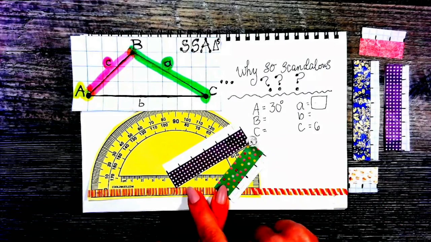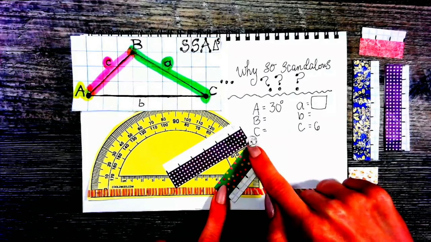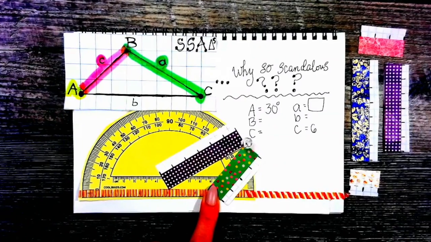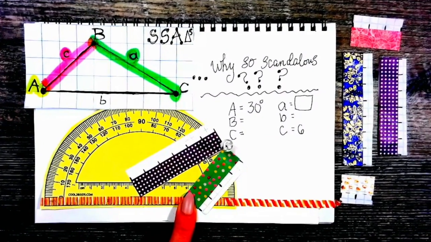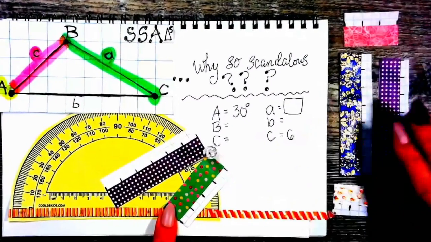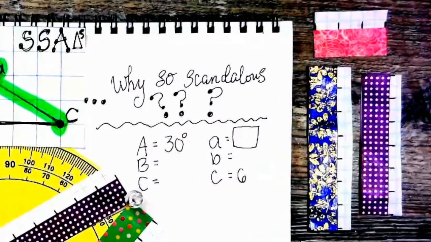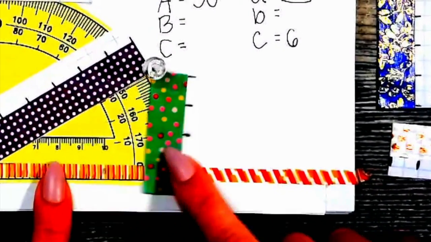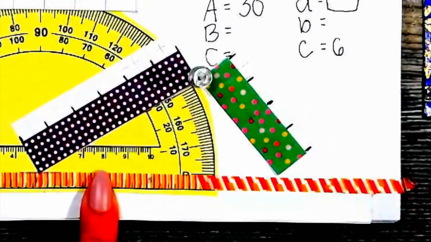I still have 30 degrees. I still have a 6-unit side, and I still have this 4-unit side. I have not compromised anything. This is part of what makes an angle side-side triangle so scandalous. So we could potentially make one triangle. Perhaps we can't make any triangles. Or maybe we can make 2 triangles.